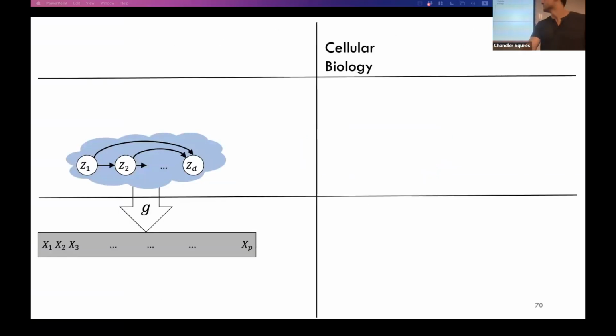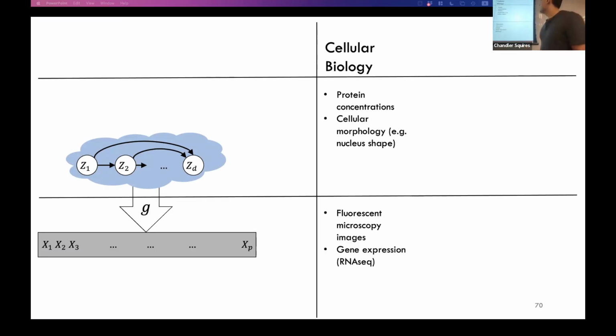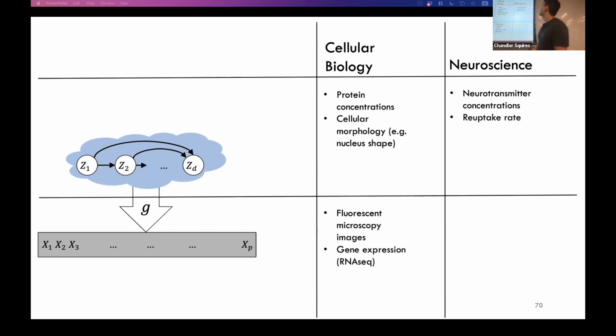This is motivated by cellular biology, where we could think of the macro variables as describing the intrinsic state of the cell, such as the concentration levels of various proteins or aspects of the cellular morphology, where different organelles are located and so on. Then the micro variables might be something like fluorescent microscopy images, gene expression, pick your favorite modality. In neuroscience, I've been thinking about how this might apply. The long-term vision would be to address that as an application too, but your macro variables might be things like neurotransmitter concentrations or the reuptake rates of different neurotransmitters. And then your micro-level observed data might be something like a neuroimaging experiment or electrical activity.